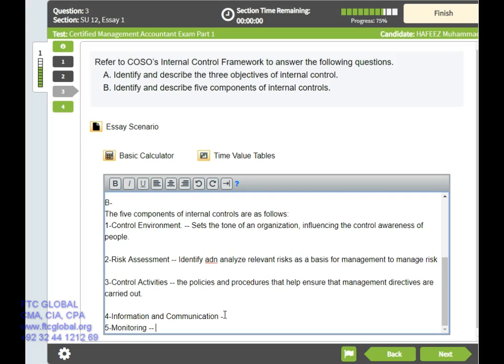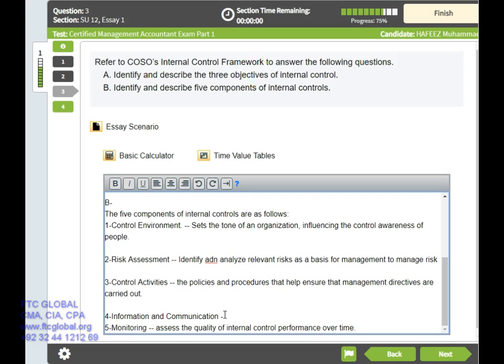Then we have monitoring. Assess the quality, that to what extent the internal control is working. There has to be a regular monitoring by the management. So assess the quality of internal control performance. How are they doing? And then modify accordingly. So assess the quality of internal controls performance over time.